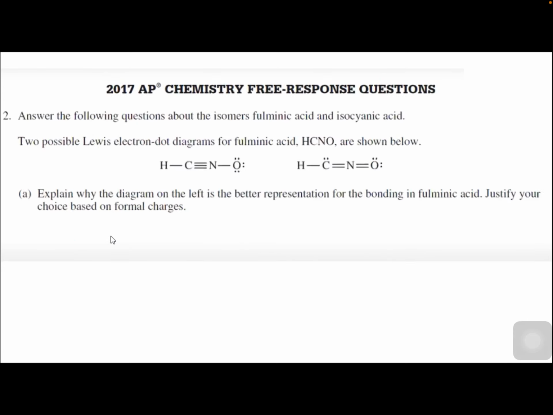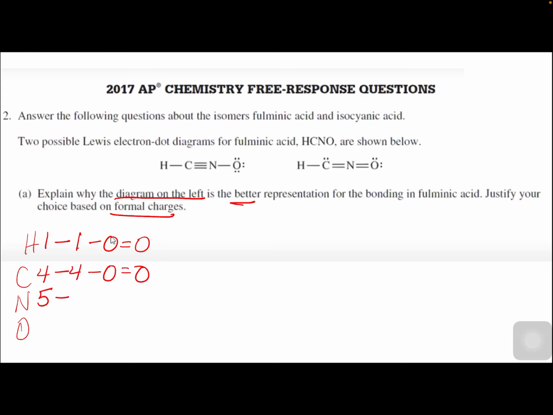Okay, now here's one with formal charge. 2 possible structures for fulminic acid are shown below. Explain what the diagram is telling you. The diagram on the left is better, and it's asking you to justify based on formal charge. On the left-hand side, hydrogen, valence minus bonds minus dots. Carbon, valence minus bonds minus dots. Nitrogen, valence minus bonds minus dots.